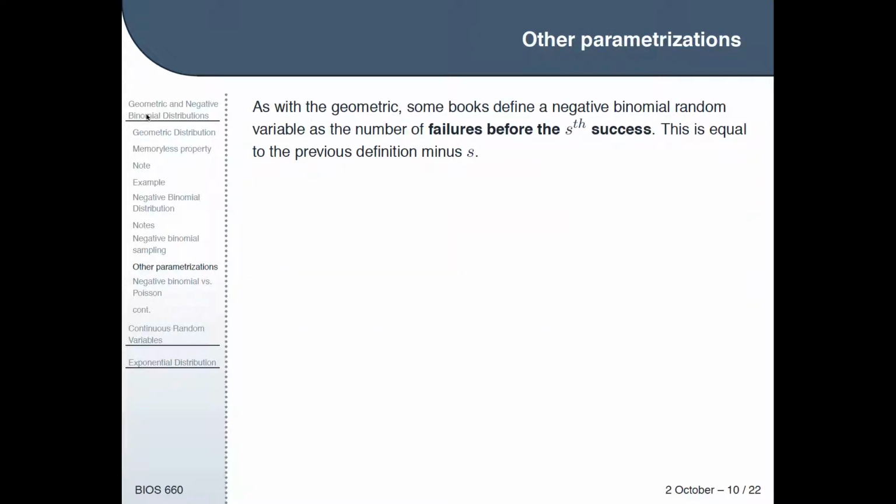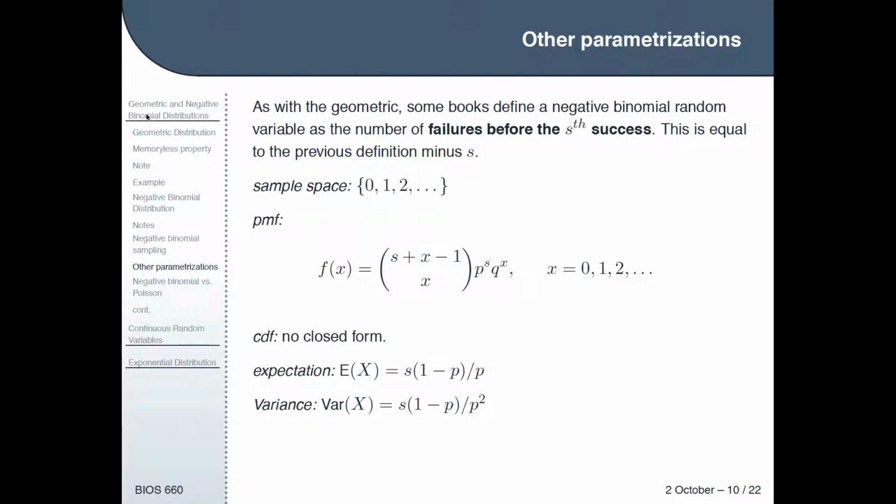And once again, quick note that there are some books that define negative binomial as the number of failures before the S-th success. This is equal to the previous definition. I don't think it's minus S, I think it's minus 1 actually, but anyway. In that case, no, I guess it would be minus S, sorry.